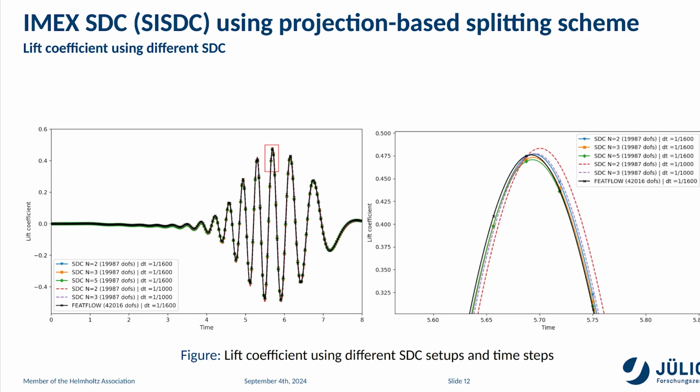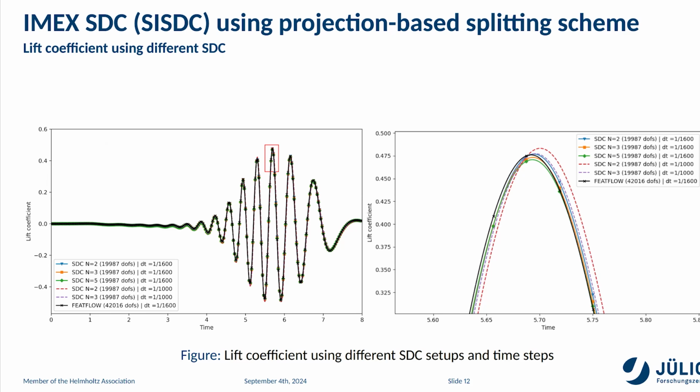And when I used a time step a little bit larger, you can see here, just using 2 nodes, which is equivalent to the 3rd order, the solution is a little bit shifted. But again, increasing the number of nodes brings the solution back to fit with the reference solution.